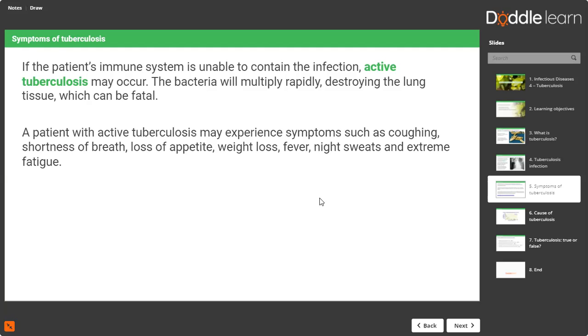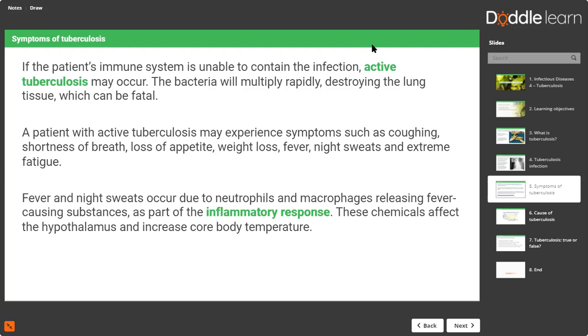So a patient with active TB may experience symptoms such as coughing, shortness of breath, loss of appetite, weight loss, night sweats, fevers, and extreme fatigue. Fever and night sweats occur due to neutrophils and macrophages releasing fever-causing substances as part of that inflammatory response. So again, it's that generalized inflammatory response of when you're ill. These chemicals affect the hypothalamus and increase our core body temperature. The issue is, if our core body temperature remains too high for a long period of time, that has other damaging effects on our body.